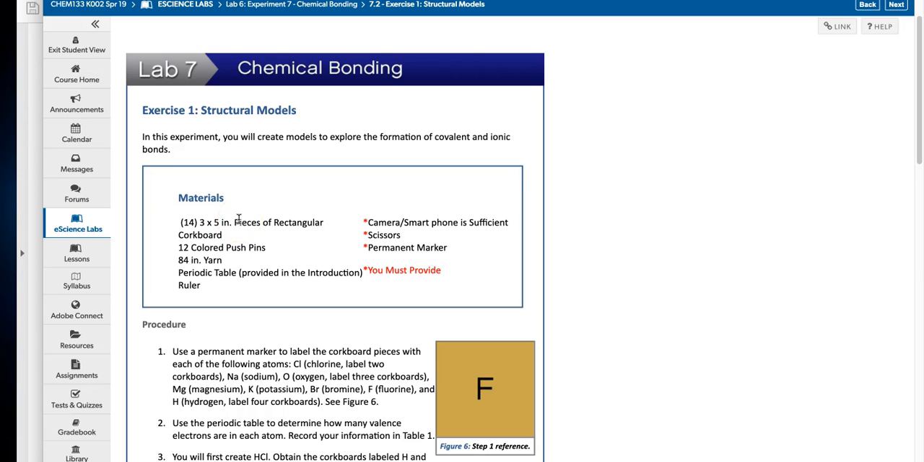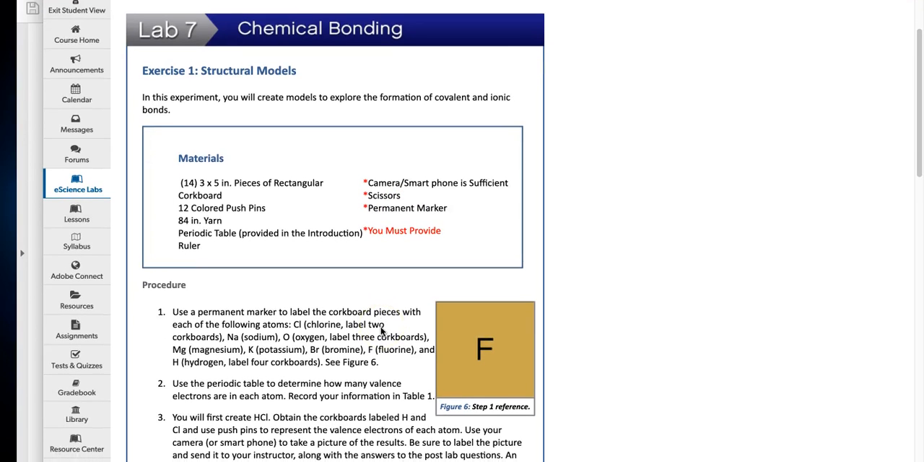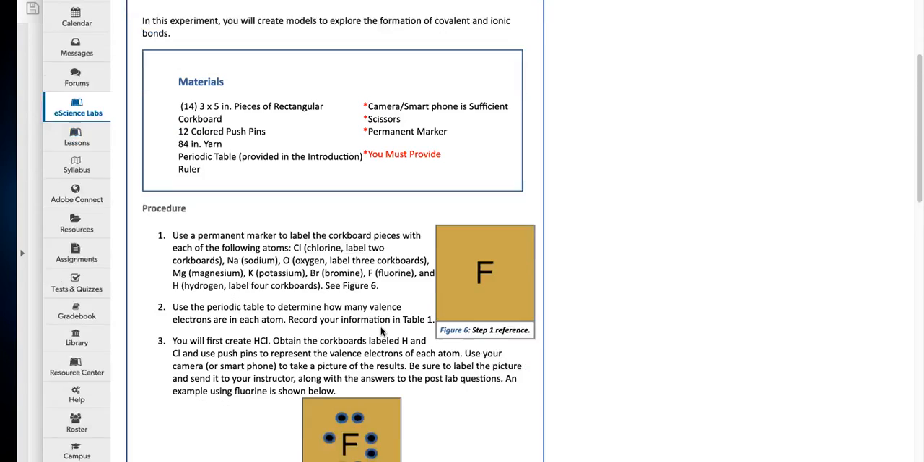So you need your cork board, 14 pieces. You need push pins. If they're colored or not doesn't matter, but you need push pins, yarn, and then the periodic table from the introduction, a ruler, and then on your own you have to provide the camera, scissors, and you'll need a permanent marker, something to write on the corkboard.